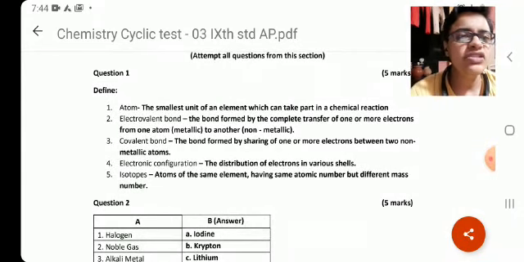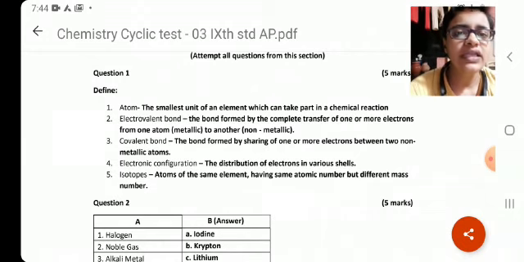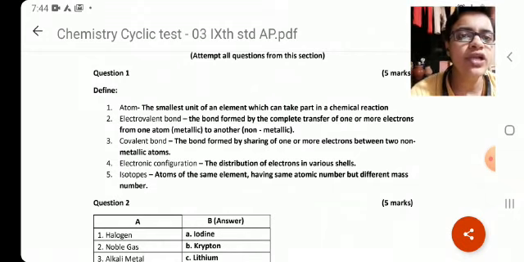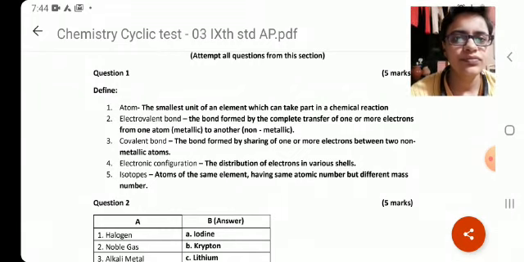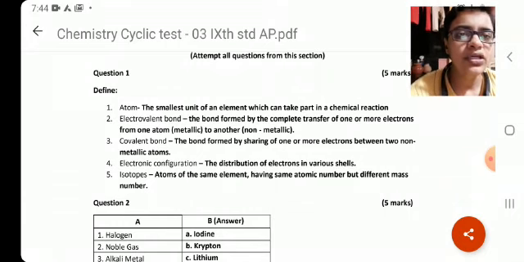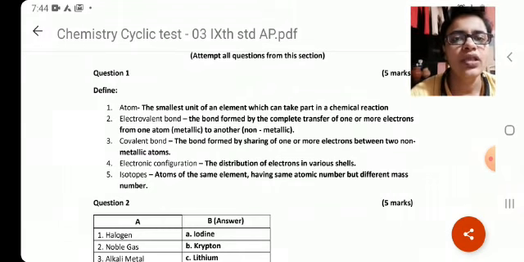The first question was define. Make sure the definition is proper, in textbook language. The first answer: the smallest unit of an element which can take part in a chemical reaction is called an atom. Second, electrovalent bond: the bond formed by complete transfer of one or more electrons from one atom to another atom.